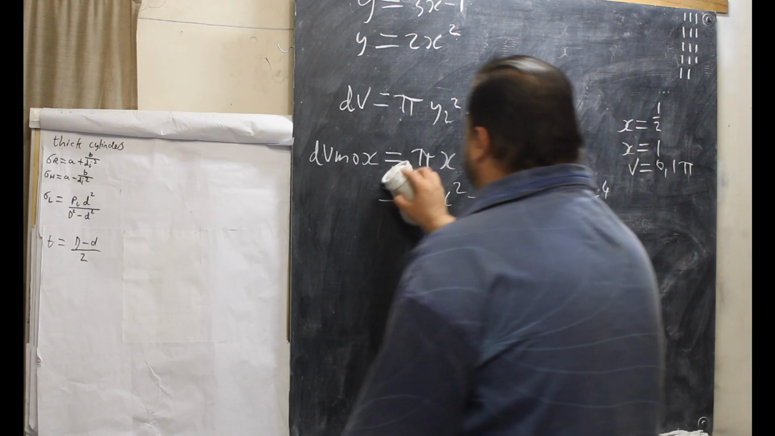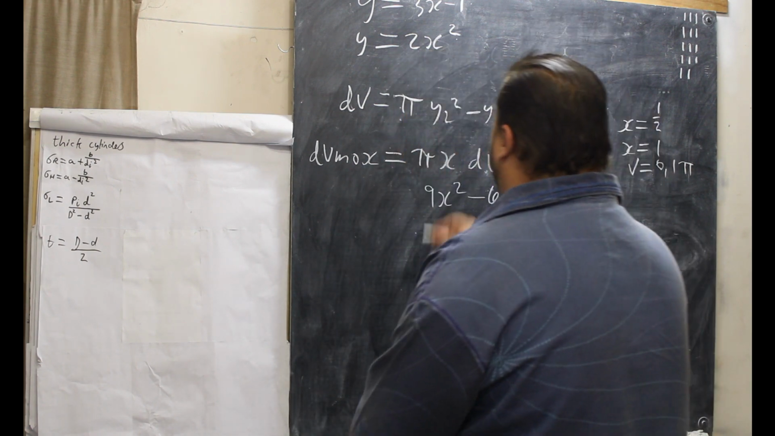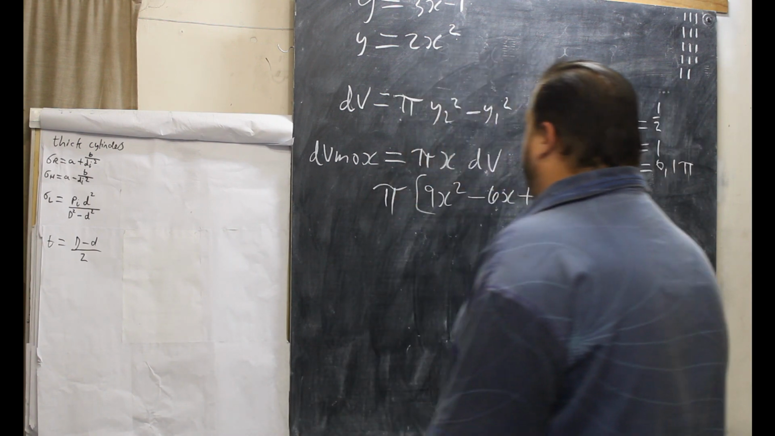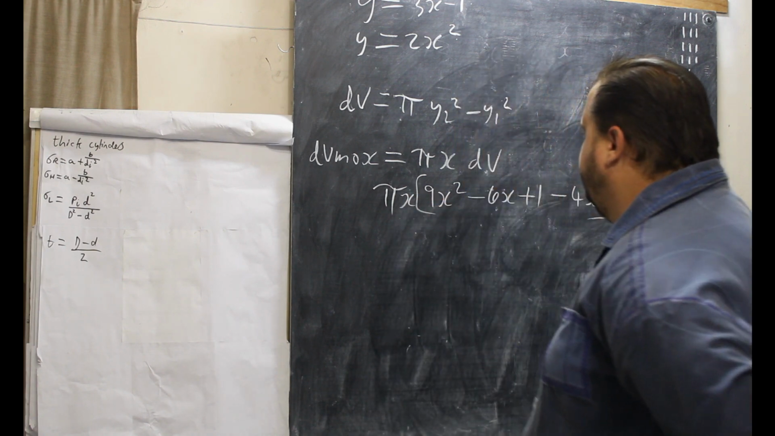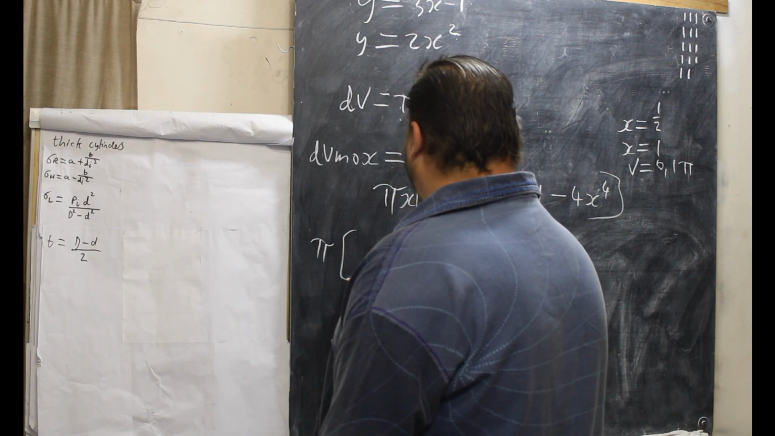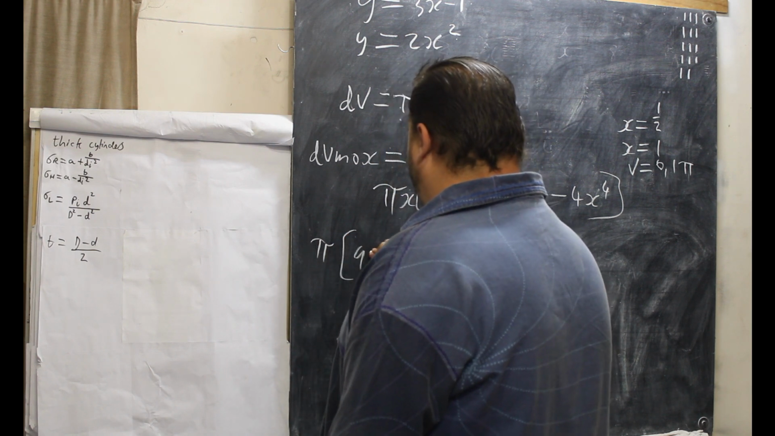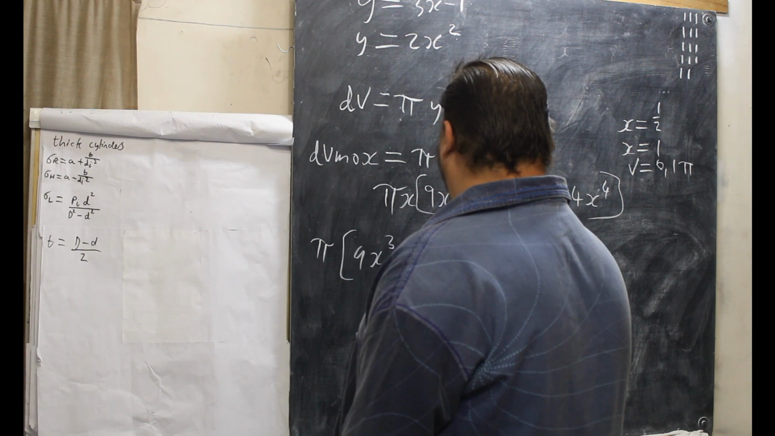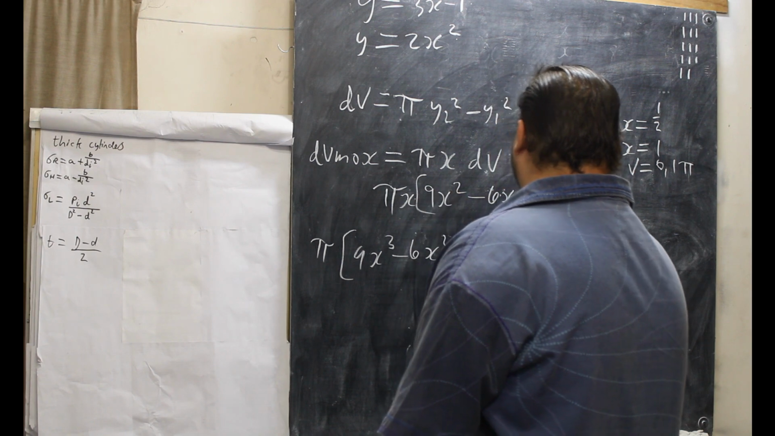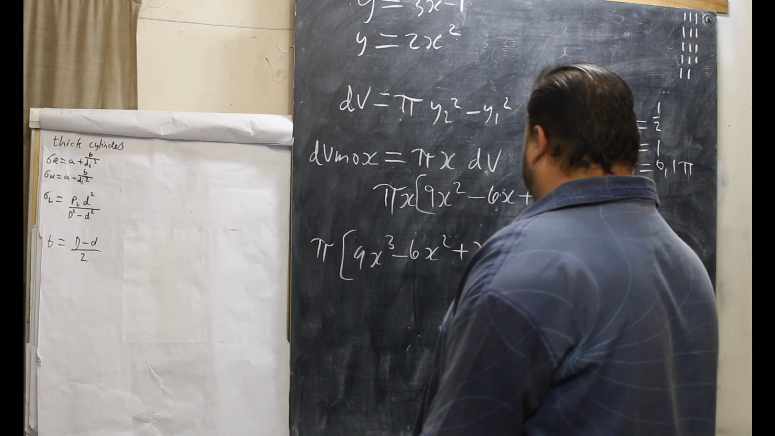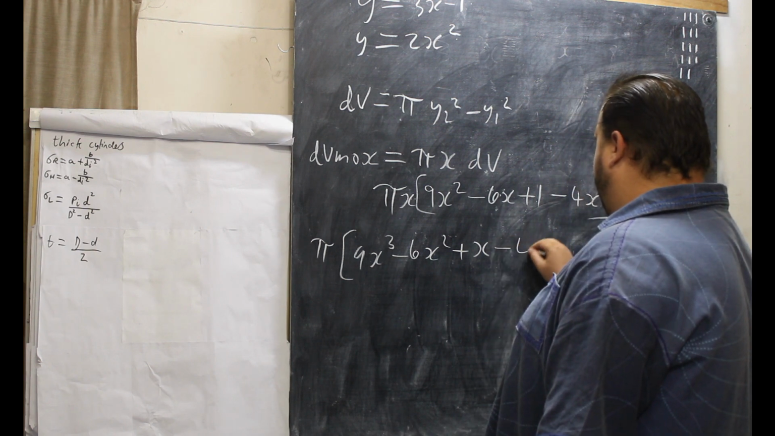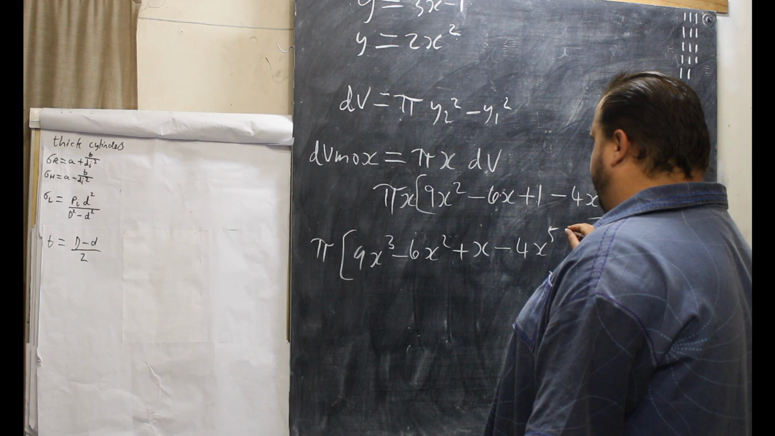Right. That is in a bracket, and we pi that and times it by x. So let's times the x in. So we've got pi times 9x cubed minus 6x squared plus x minus 4x to the fifth.